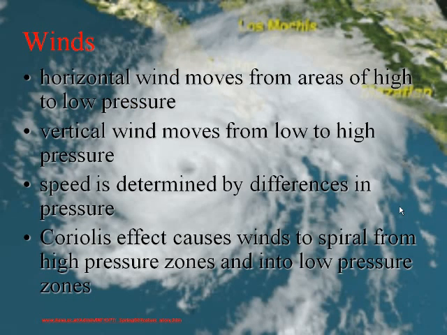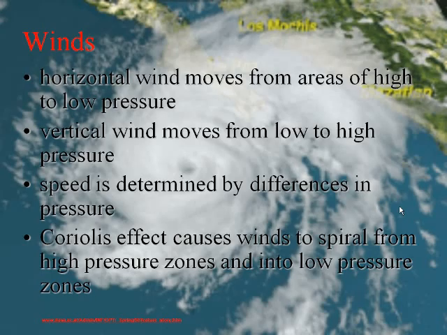So wind is moving from high to low pressure, and then vertical is the opposite, from low to high pressure. Horizontal is what we're most aware of and most common, and the vertical is the opposite of that. The speed is determined by how different the pressure is, how steep that gradient is. And then that Coriolis effect that I talked about comes back as one of the causes.